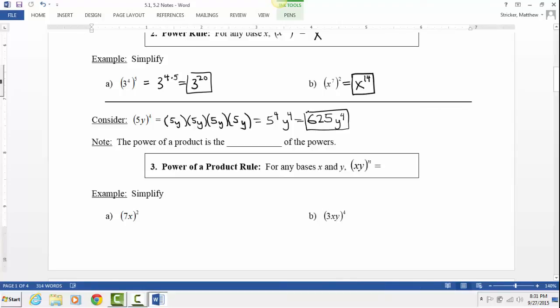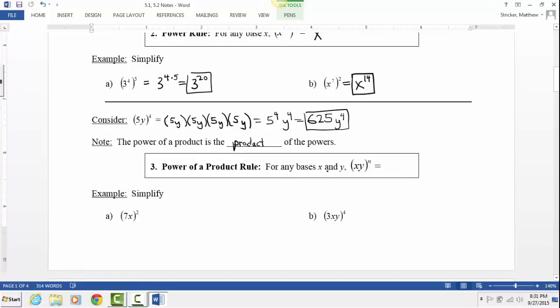And so the little note here is that the power of a product, so we had a product, we had 5 times y, that's a product. And that product is raised to a power. So the power of a product is the product of the powers. And kind of the easiest way to think about this is almost like you're distributing the power. The 5 got raised to the 4th power, and the y got raised to the 4th power.